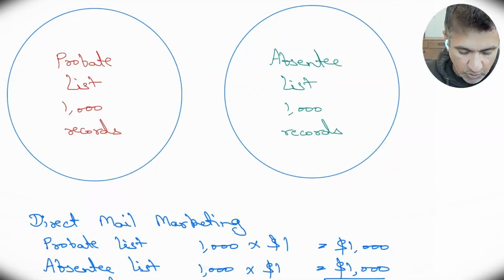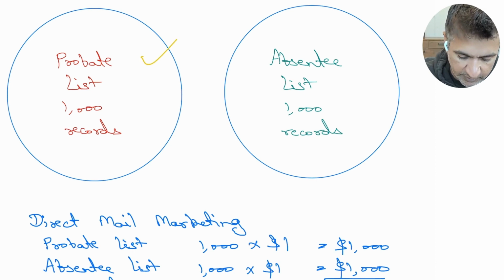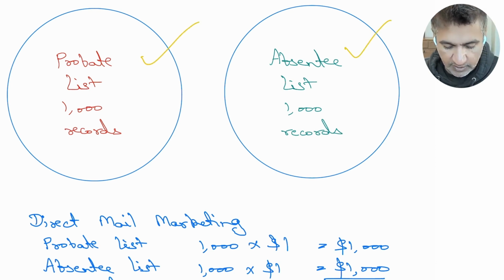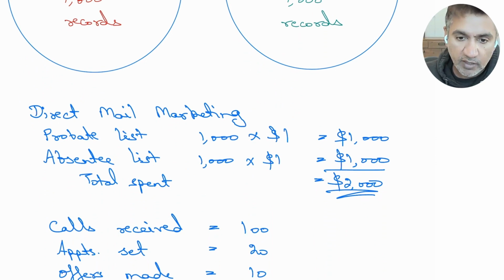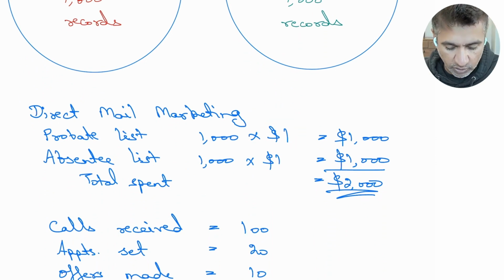I'm going to share my iPad screen to go over an example. In this example, we're going to talk about direct mail. I have two different lists that I pulled in my business. One is a probate list and the other is my absentee list. I have 1,000 records in each list. I'm going to do direct mail for this purpose, and I'm just going to use $1 per mail piece as an example to make the numbers simple.